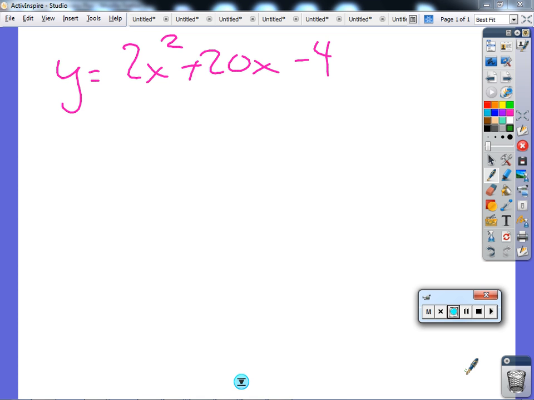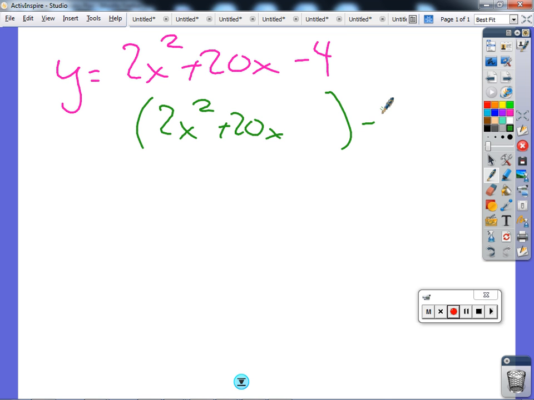Alright, so we treat it just once again like we do normally completing the square. We need the a value to always be 1. So, here we go. 2x squared plus 20x minus 4. That's what we did on the last one, didn't we? We separated the last term. Now, we still have an a value of 1.